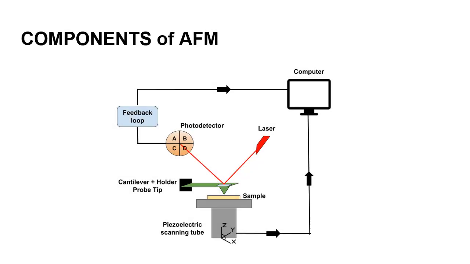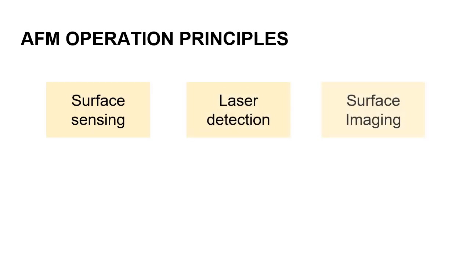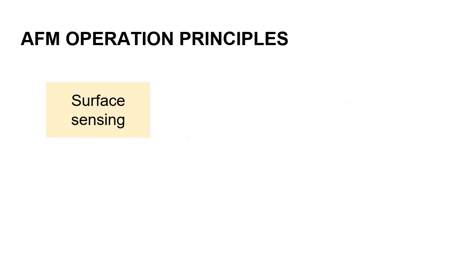So, those are all the components we needed for the AFM microscope, and you can see the completed diagram here. Now it's time to talk about the AFM operation principles, which are 3: surface sensing, laser detection, and surface imaging.